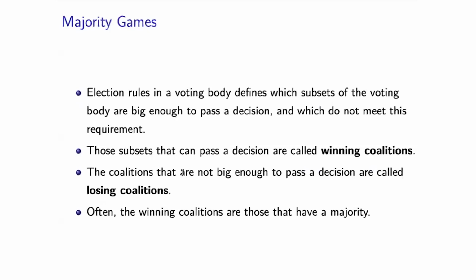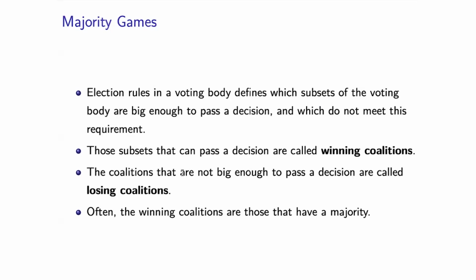Okay. Now, inspired by elections, think about what sort of coalitions and what are the questions that might come up in these kinds of games, and how do we represent them as cooperative games. Oftentimes, you might have different ways of aggregating preferences, as we discussed in a previous lecture. So this might be the election rules, and they would often specify which subsets of the voting body are enough to pass a decision and which do not meet this requirement. The subsets that can pass a decision are known as winning coalitions, and the coalitions that are not big enough to pass a decision on their own are called losing coalitions.